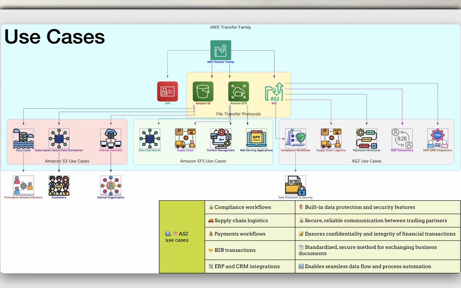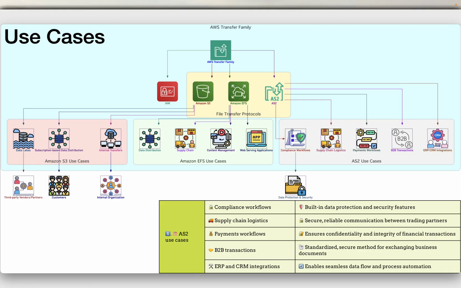Finally, we have AS2 use cases. So AS2 is commonly used for workflows with strict compliance requirements, leveraging the protocol's built-in data protection and security features. AS2 supports efficient data exchange in supply chain logistics, enabling secure and reliable communication between trading partners. AS2 facilitates secure payment workflows, ensuring the confidentiality and integrity of financial transactions. Then AS2 is widely adopted for business-to-business B2B transactions, providing a standardized and secure method for exchanging business documents.